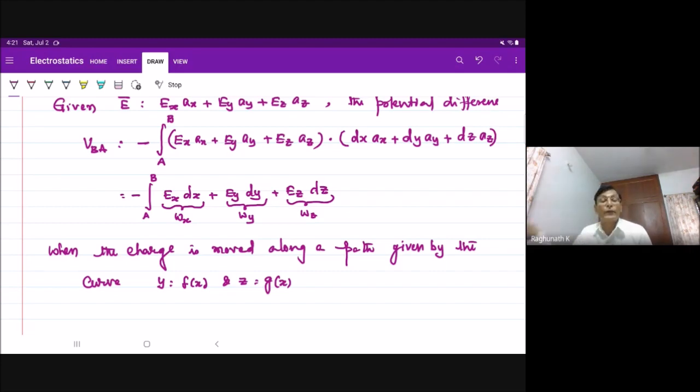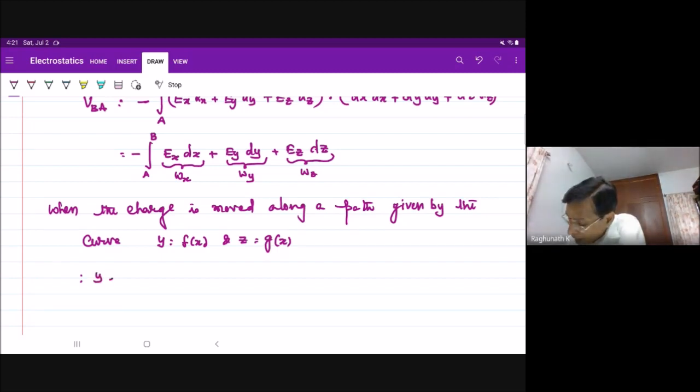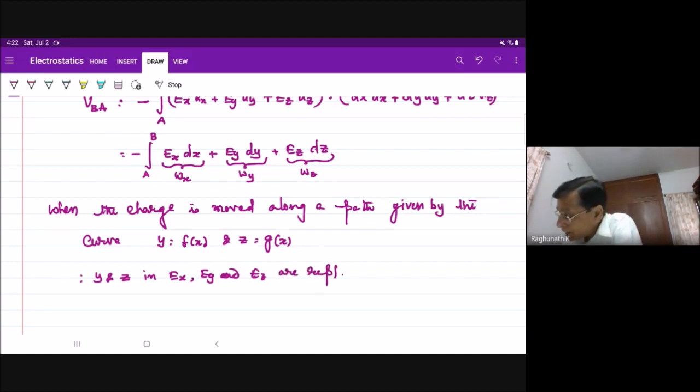Along a line or a curve, only one of these 3 variables is independent variable. The other 2 are dependent. What to do? Y and z in ex, ey and ez are replaced with f of x and g of x respectively. Mathematics it is.